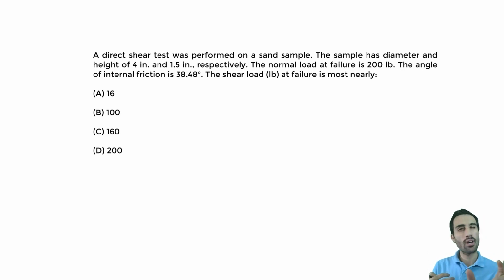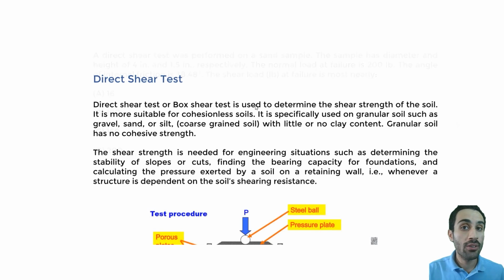So we'll briefly talk about the concept, especially for the direct shear test, and let's do that real quick right now. If we look at our notes here, the direct shear test is just another lab test we do in the geotechnical field, so it's a geotech lab test. The direct shear test, also called the box shear test, is used to determine the shear strength of soil.